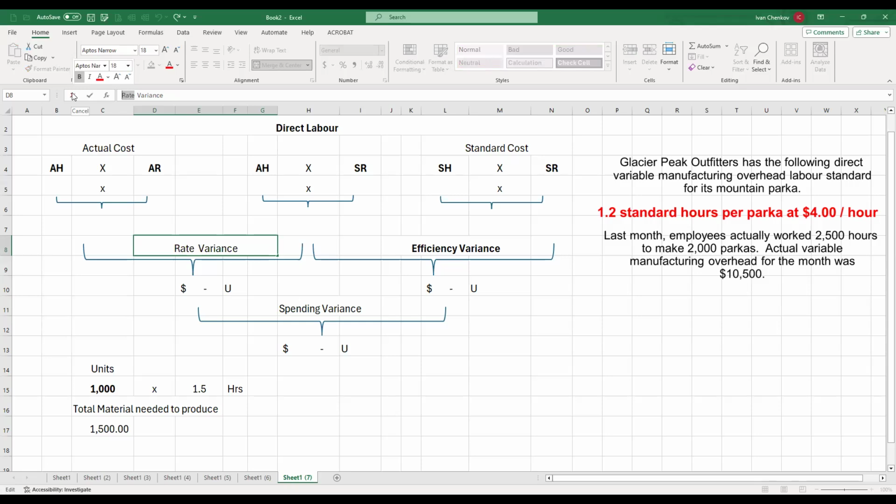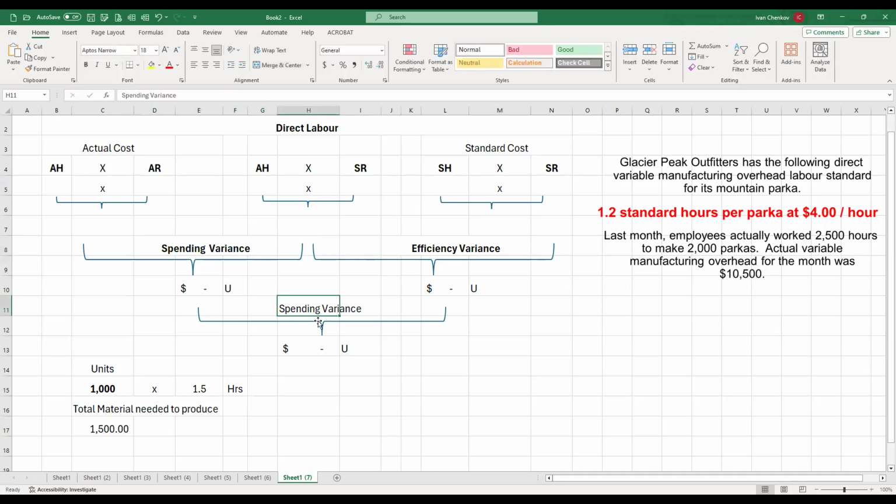In the variable overhead, that will be the spending variance here. That will be still efficiency, and that will be called, now we're gonna call it overall variance. Overall variance. And we're done with this. So now let's go and calculate the numbers.